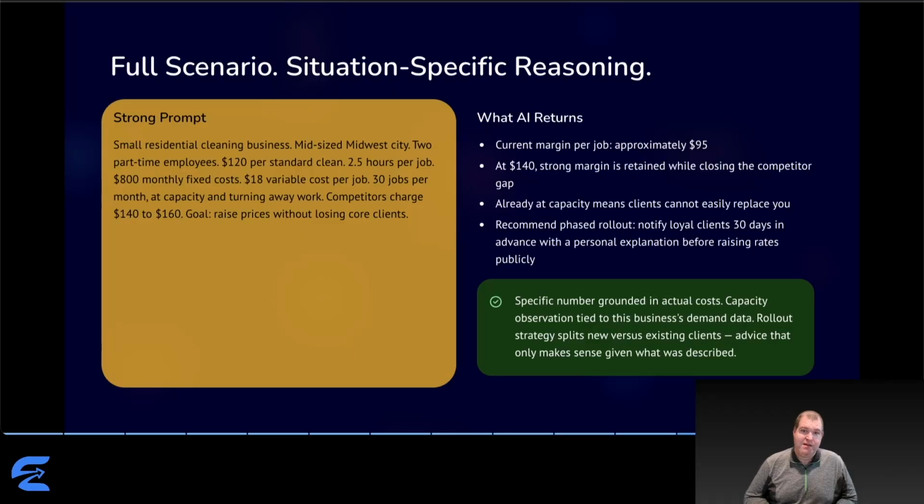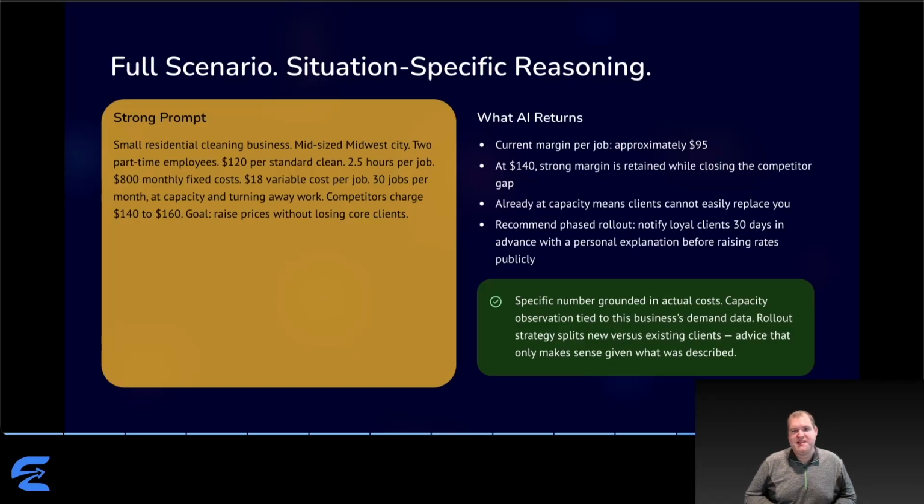Here's the output. Current margin per job is approximately $95. At $140, strong margin is retained while closing the competitor gap. Already at capacity means clients can't easily replace you. Recommend a phased rollout. Notify loyal clients 30 days in advance with a personal explanation before raising rates publicly.